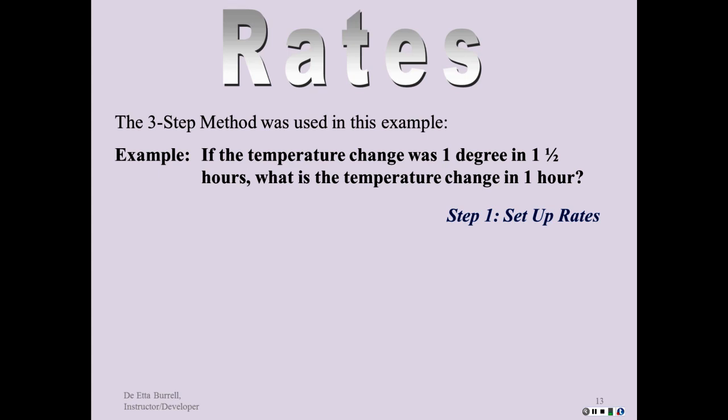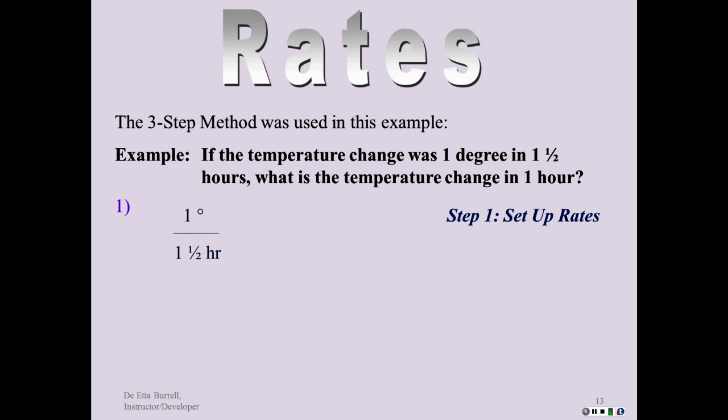So what are the 2 units of measure that are in this rate? What are the 2 different units? Look at the question. Degree and hours. So we know that 1 degree is compared to 1.5 hours.